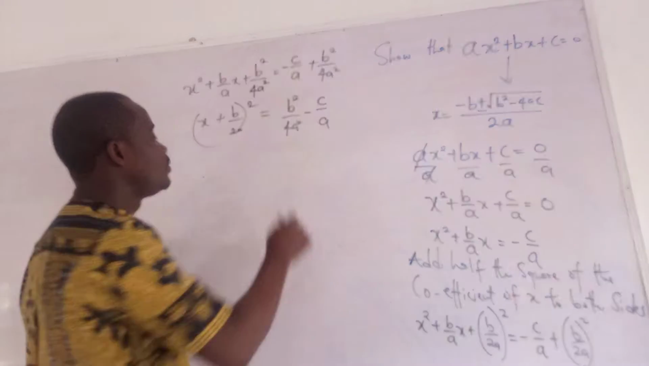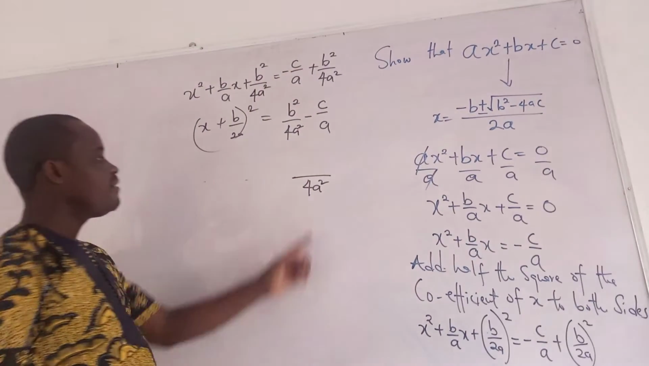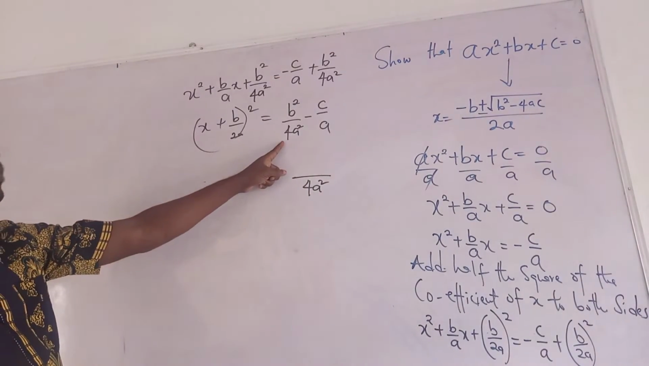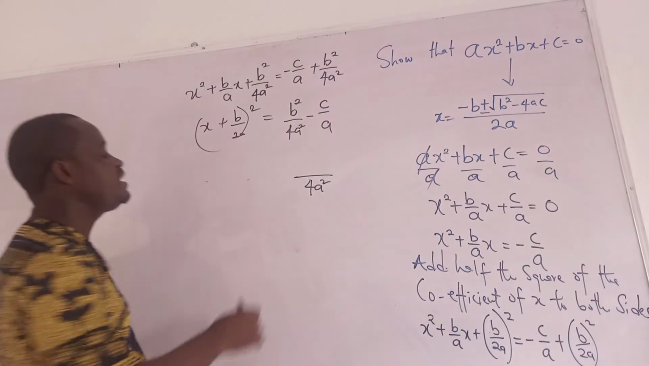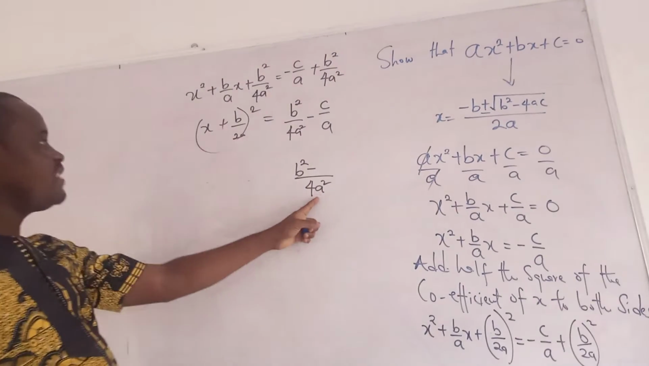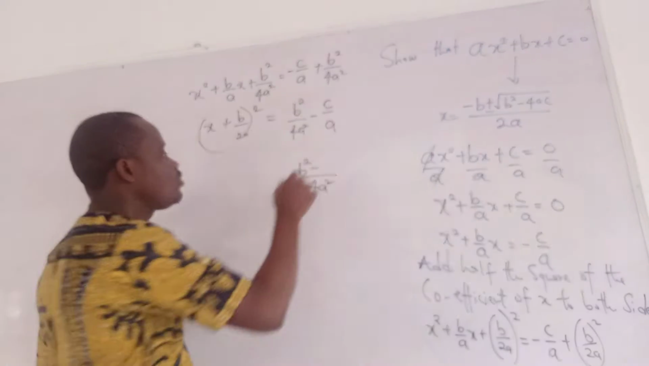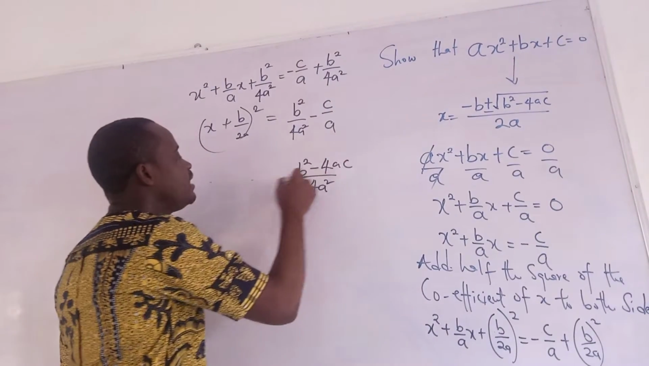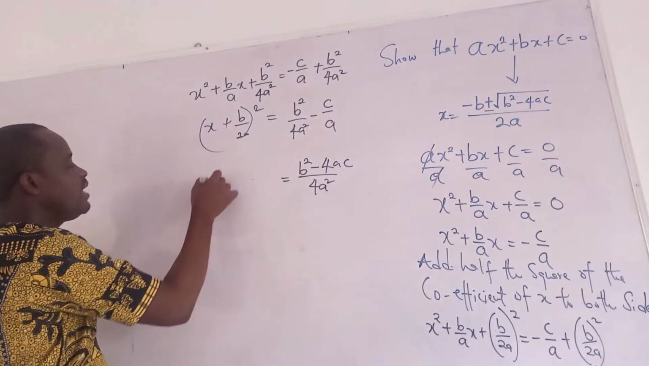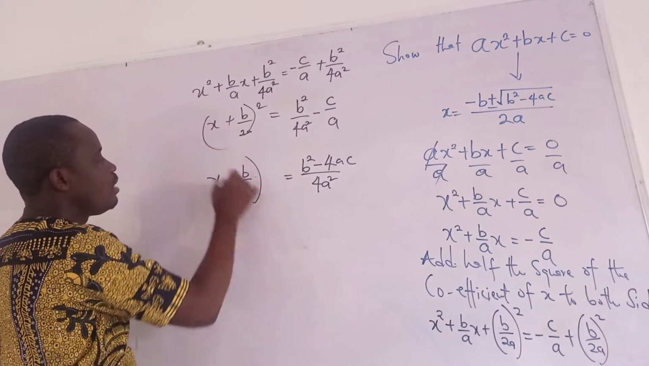It makes it very simple. That will be 4a squared as the LCM. 4a squared divided by 4a squared is 1. 1 times b squared is b squared. Minus 4a squared divided by a is 4a. 4a times c is 4ac. Remember that you have x plus b over 2a, squared.